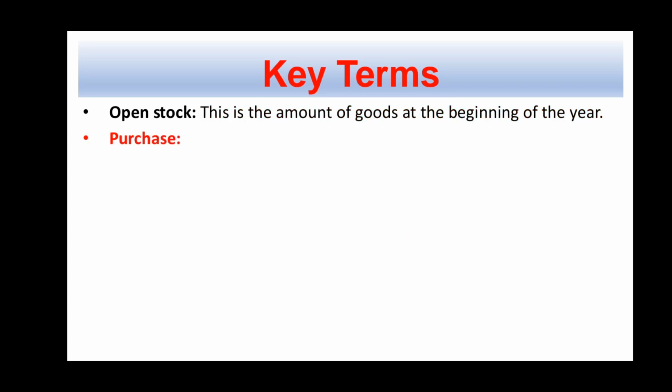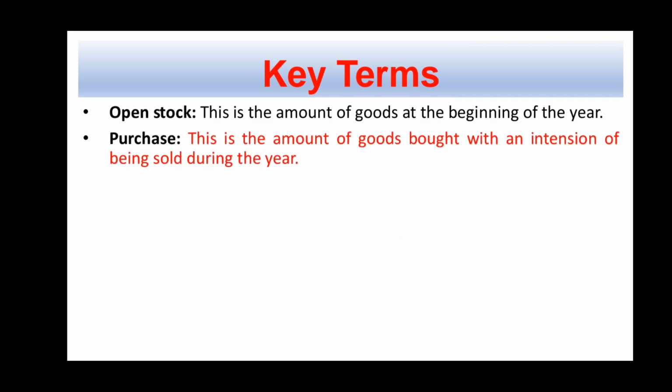Now, purchases. This is the total amount of goods bought during the year, with the intention of being sold during the year. Take note of that phrase: intention of being sold during the year. That's what we call purchases. This is because at times the business will buy some items with the intention of being used. Those items are regarded as assets.